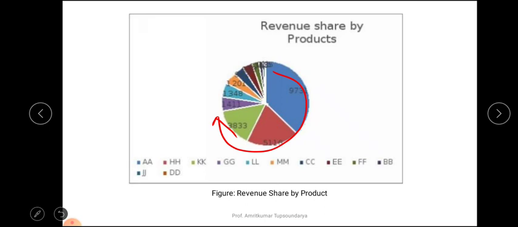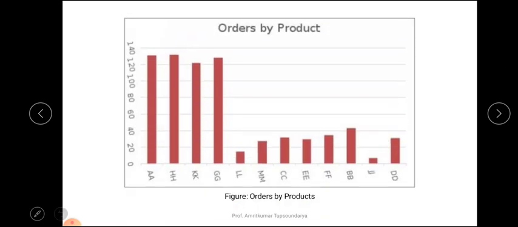So the number of orders for each product can be plotted as a bar graph. For the number of orders for each product, we can use a bar graph. Let me show you that also. Here we have the orders by products, and you can see that we have the number of orders for each product plotted in the form of a bar graph.